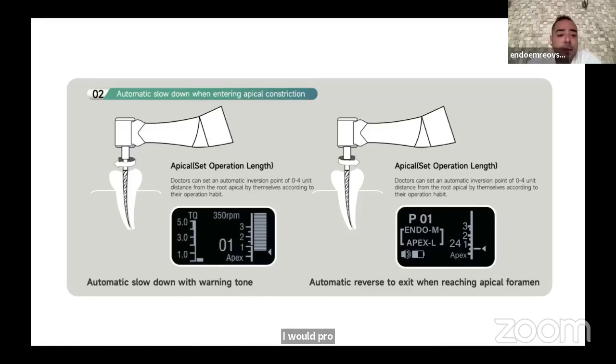So you can set the apical operation length, and if you put an automatic inversion point between 0 and 4 unit distance from the root apex, you can adjust the working of the endomotor. It can automatically slow down with a warning tone. This is also very important because when it tries to slow down, you see the warning tone coming. It says you're reaching the apical, you need to be careful. So this is very important for us.